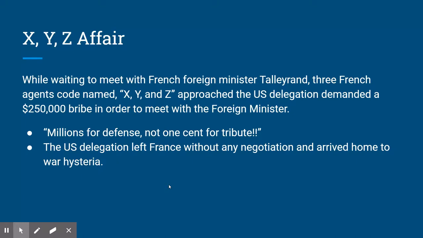Essentially the American diplomats rejected it, told the French to go kiss a pig, and came home. This was called the XYZ affair, and when Americans back home learned of it, we have this famous quote that came from a newspaper: "Millions for defense, not one cent for tribute." So Americans felt humiliated by this attempted bribe.